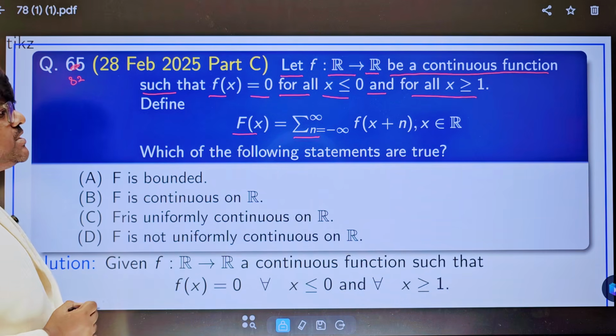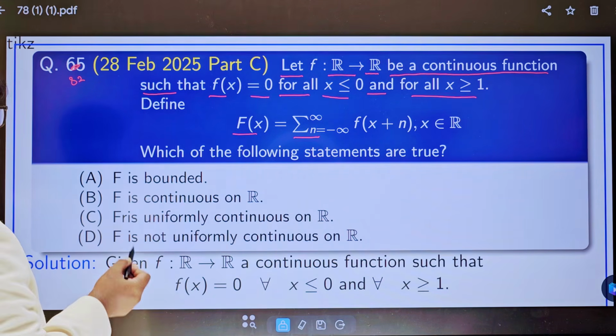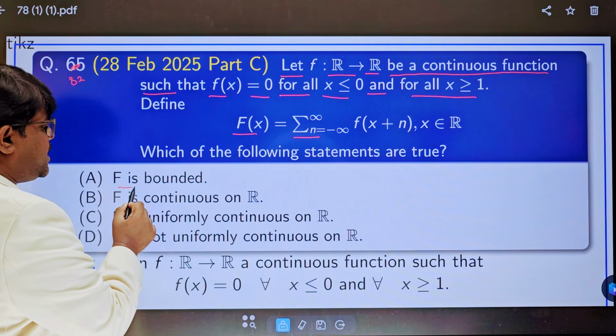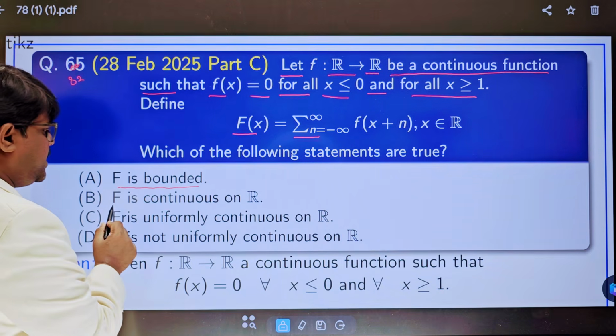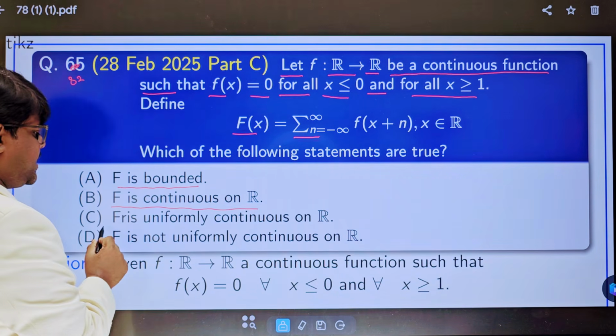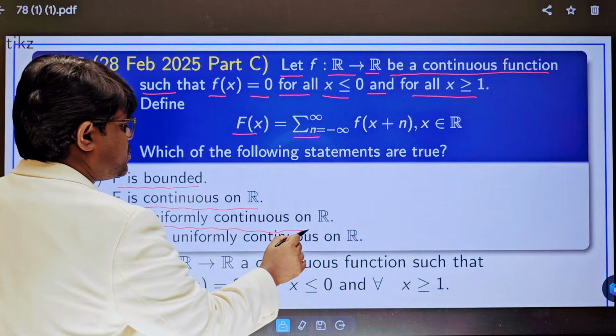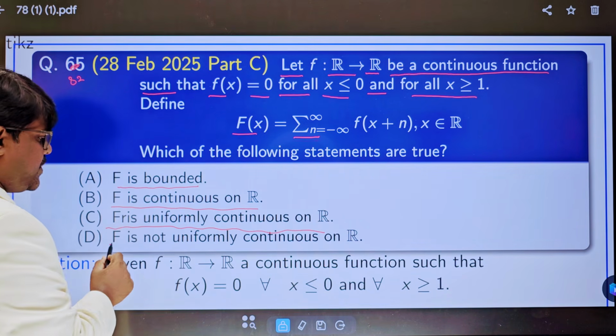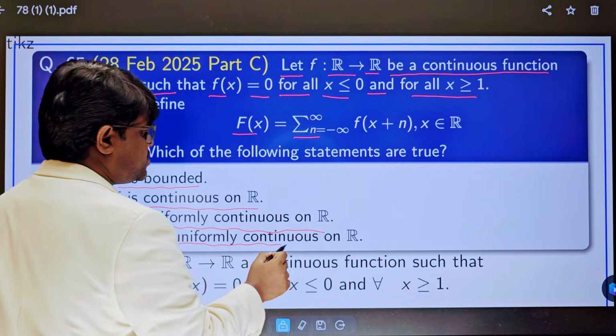Which of the following statements are true? Option A, capital F is bounded. Option B, capital F is continuous on R. Option C, capital F is uniformly continuous on R. Option D, capital F is not uniformly continuous on R.